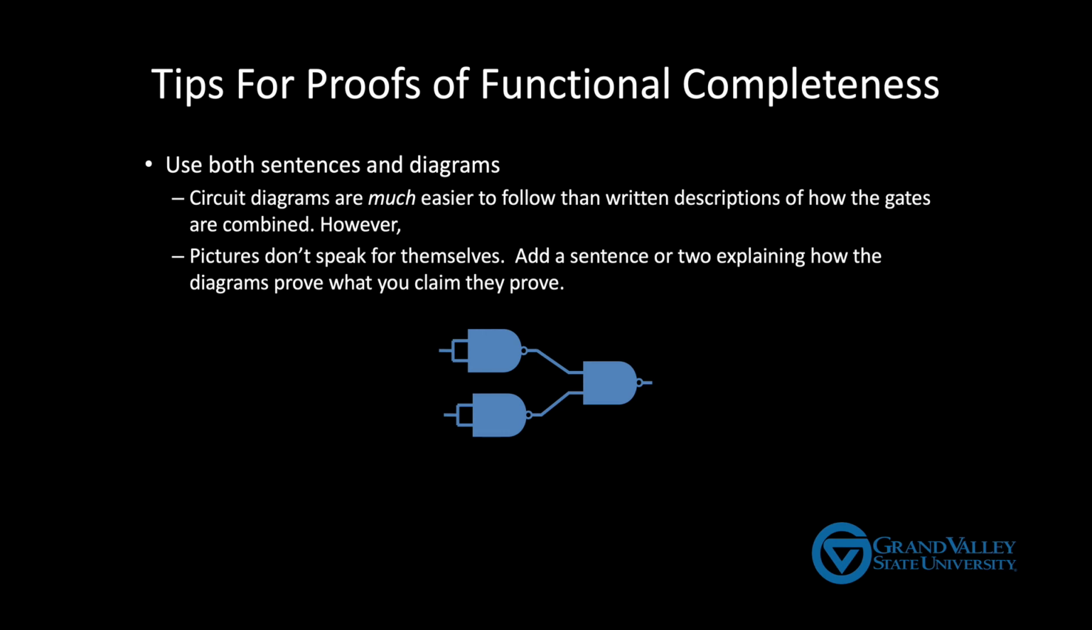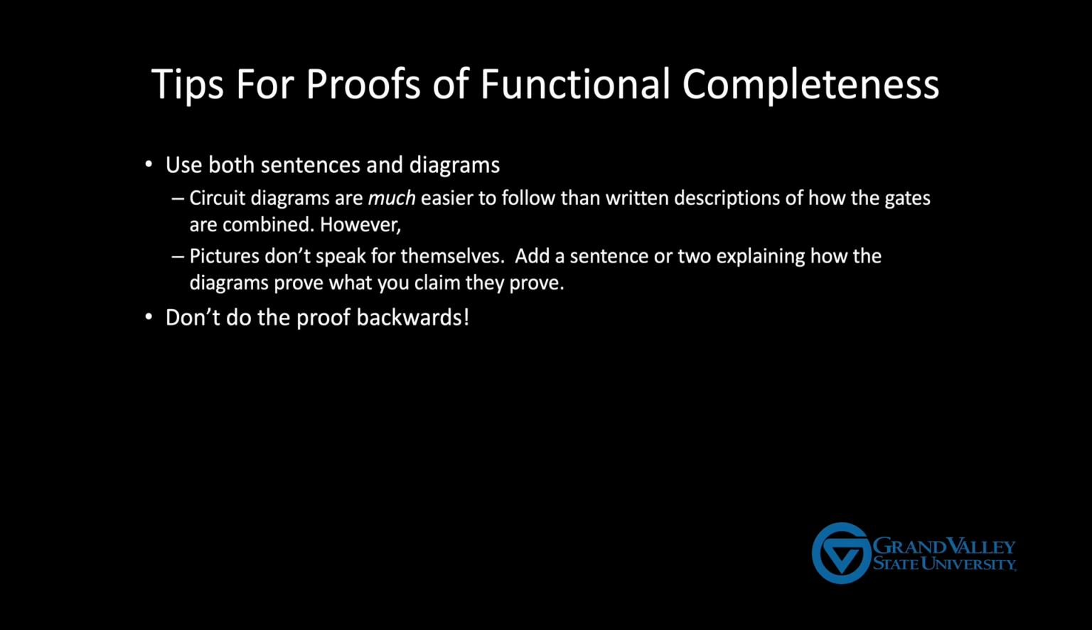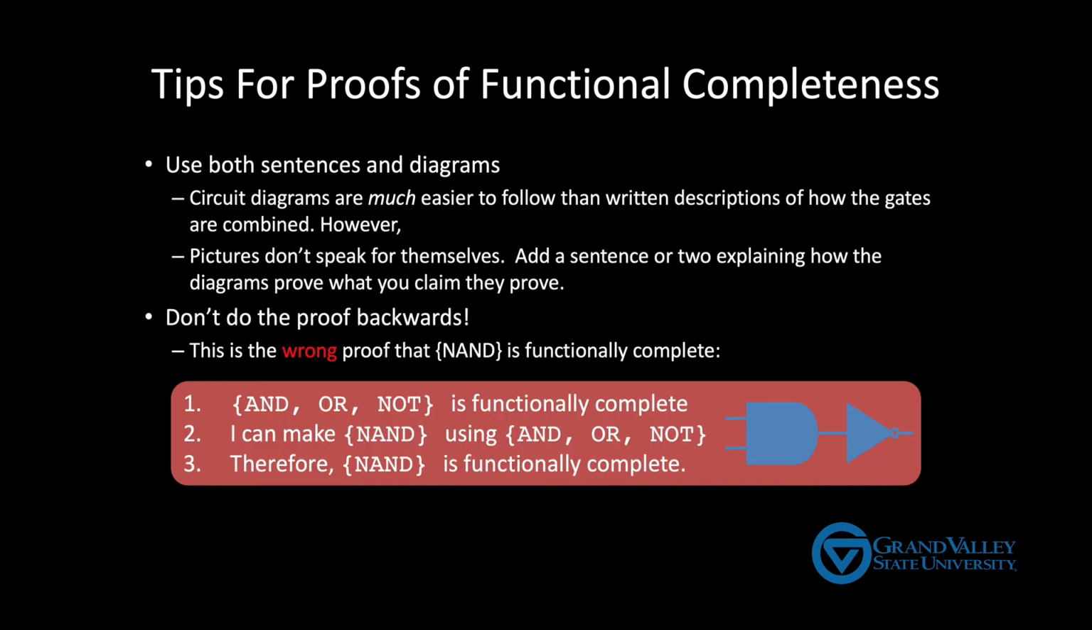The other big thing to watch for, and double check and triple check, because I guarantee it will happen this semester too: don't do the proof backwards. So for example, now this may be a bad idea, but I'm going to show you a wrong example here. Notice the red letters on the red background. This is wrong. The wrong way to prove that NAND is functionally complete goes something like this. You say, well, AND, OR, and NOT is functionally complete, and I can make NAND using AND, OR, and NOT, therefore NAND is functionally complete. That's backwards. That's like zero points on the exam, right?